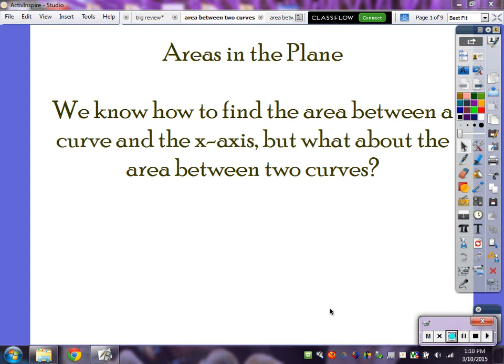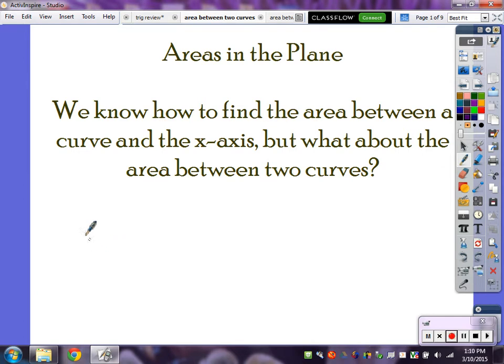Hello, this is Mrs. Taylor, and I want to introduce you to how to find the area between two curves. So the idea is that we know how to find the area of some geometric shapes, but what happens when we have a really complex region that we want to find the area of, which is a more realistic idea, seeing as how a lot of the areas out there in the real world aren't perfect squares or rectangles or triangles to begin with.